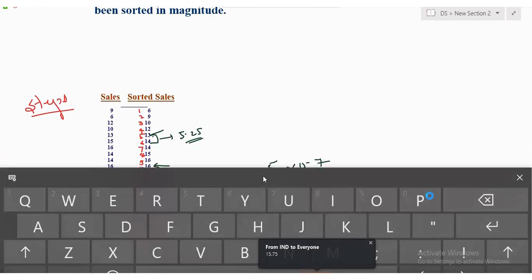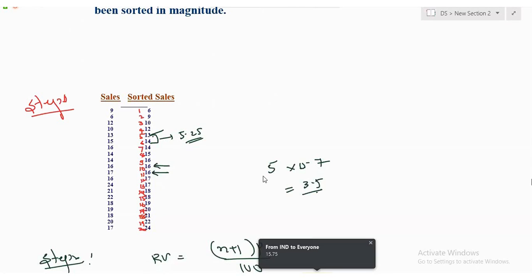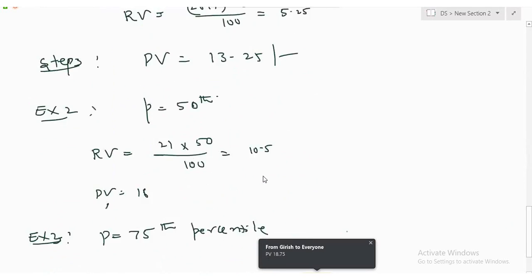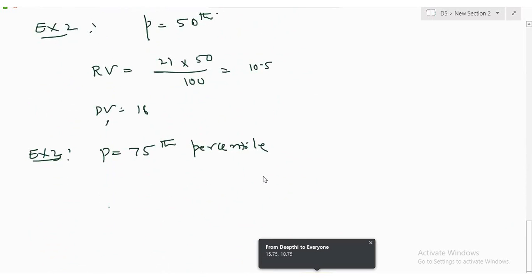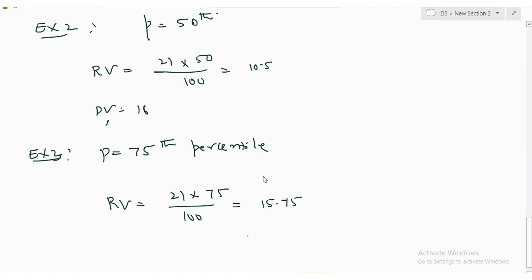How much is that? What is the RV? 15 point. Everyone got it? Let me do it. How much is the PV? 18.75? Yeah. RV equals n plus 1, that is 25, times 75 divided by 100. How much is that? Okay. What is the PV?